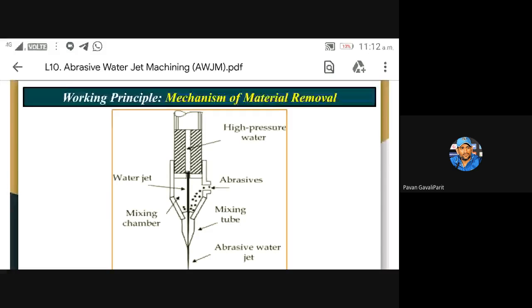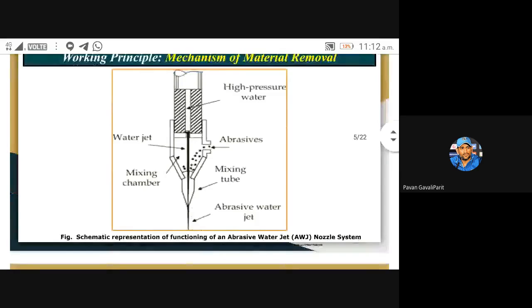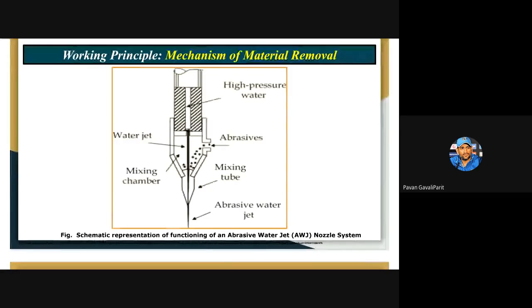Velocity of the water jet is as high as 800 to 900 meters per second. Again, it depends upon what pressure is used. Now we have the mixing tube over here. So we have the mixing chamber, and after that the mixing tube.